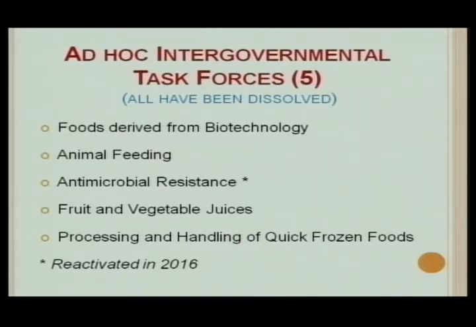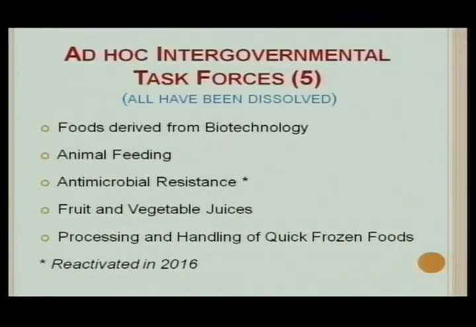Whereas intergovernmental task forces are set up for a limited work, a responsibility which is given to countries for setting guidelines and setting procedures. There's animal feeding, antimicrobial resistance, fruit and vegetable juices, very niche areas, and they have limited scope of work, limited period of time.